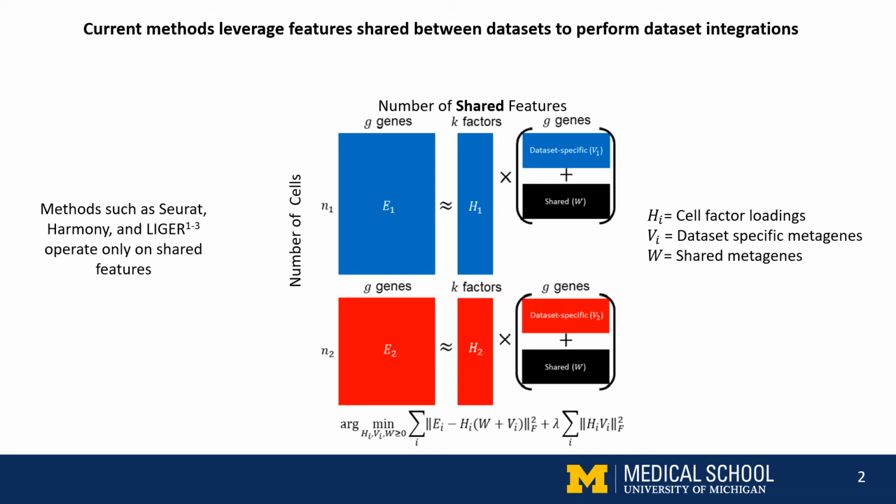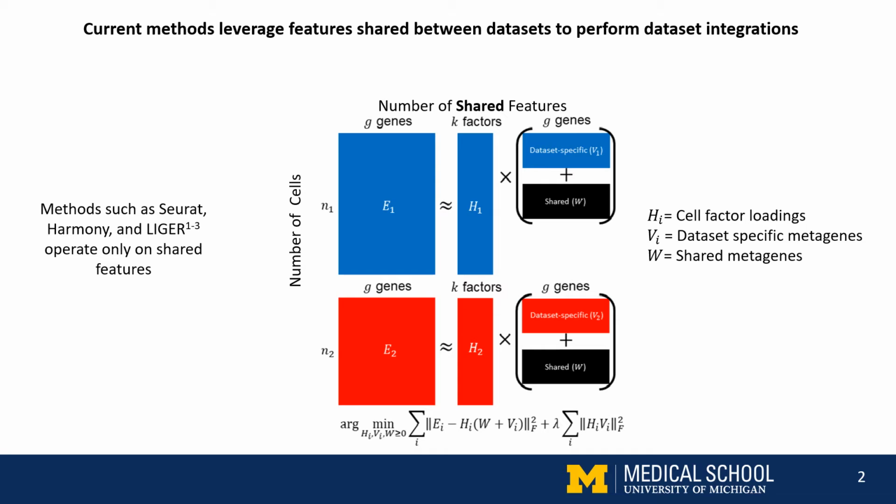For each experiment, you can have a variable number of cells, as having an identical number of cells is not a requirement. What is required, however, is that these datasets share the same number of features, or genes. After subsetting the datasets to include the same number of genes, we can perform matrix decomposition. We then achieve our H_i matrices, which are indicative of our cell factor loadings, our V_i matrices, which are for our dataset-specific metagenes, and our W matrix, which includes our shared metagenes.